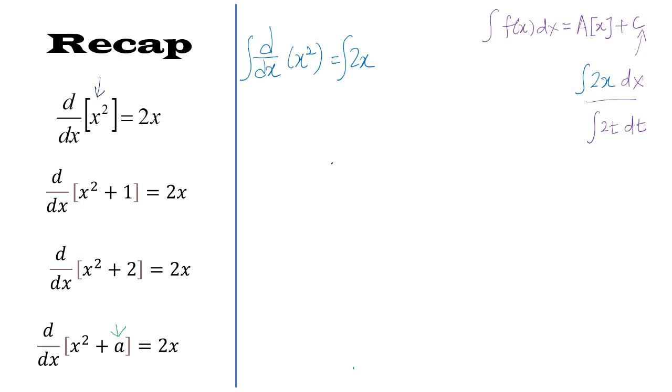Therefore, I would have to bring my dx over to the other side, so that I end up getting d of x squared equals the integral of 2x dx.